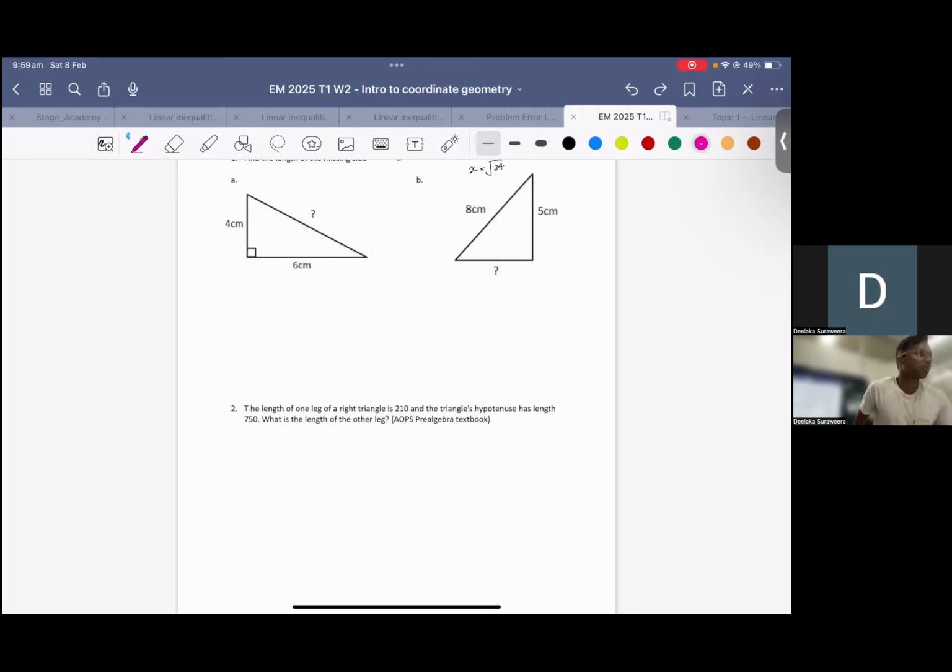Can I use my calculator for this one or no? No, this one you can do without a calculator. You can do that, 25. Long multiplication. Improve your mental maths.